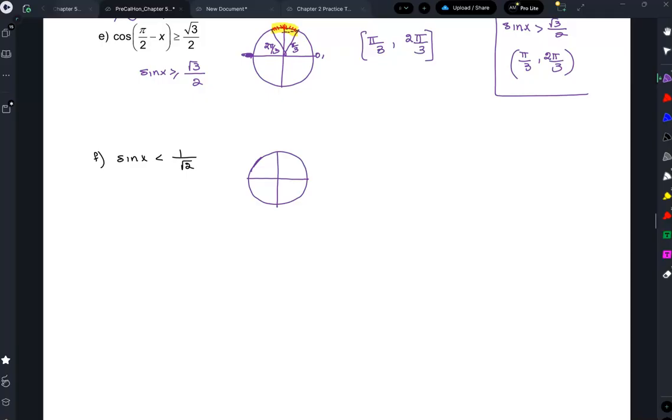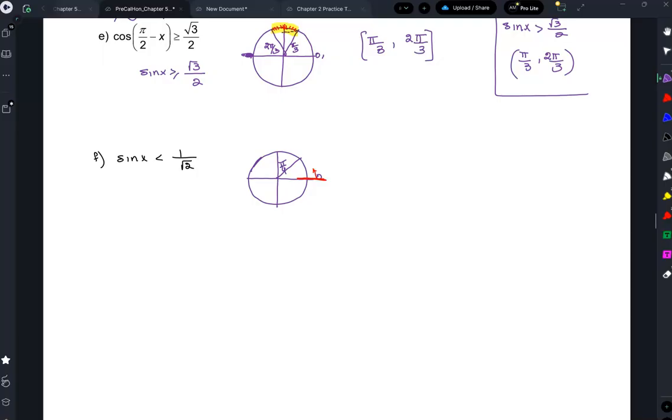Now, we always start from 0 and make one round around the unit circle, right? That's how it's got to be. You always have to start from here and make a round around the unit circle. Okay, so where is sine 1 over root 2? At pi over 4. Okay, hang on. At pi over 4, right?